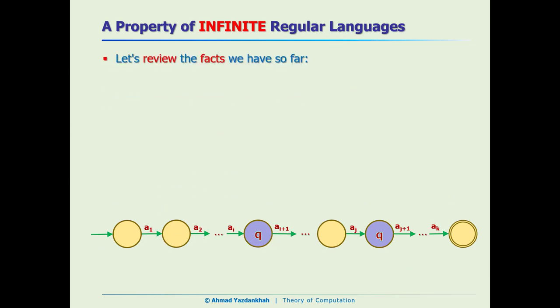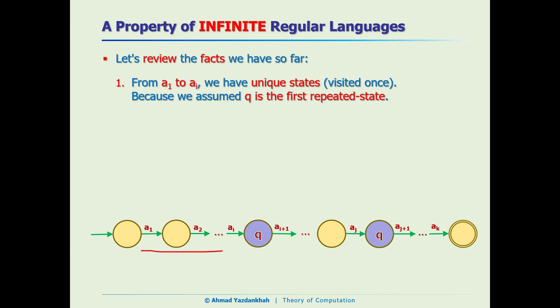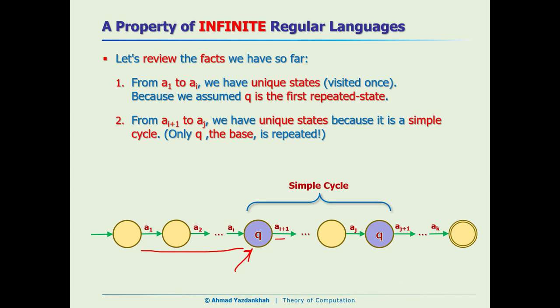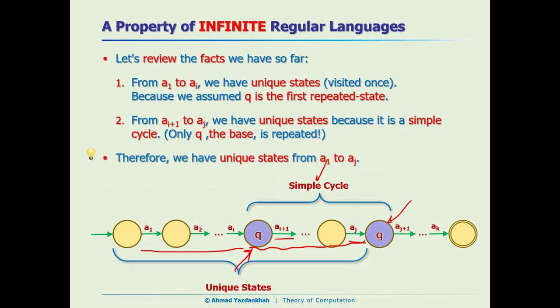So let's review our facts so far. From A1 to AI, we have unique states. Why? Because we assume that Q is the first repeated one, so before that we will have unique states. Second fact, from AI plus 1 until AJ, again we have unique states, because this is a simple cycle. This guy is the only repeated one, but before that we need to have unique states. If we combine these two facts, we can conclude that we have unique states from here until here.